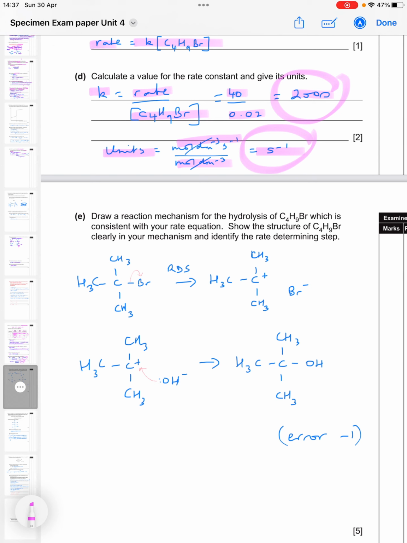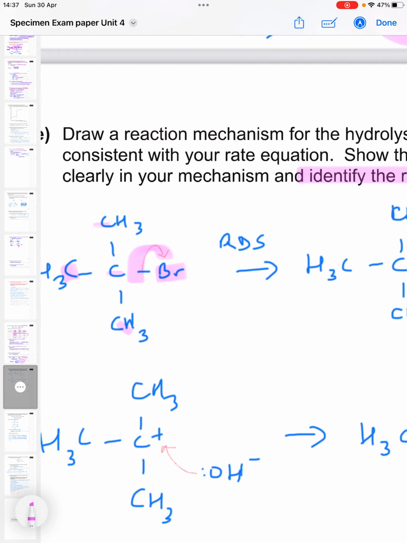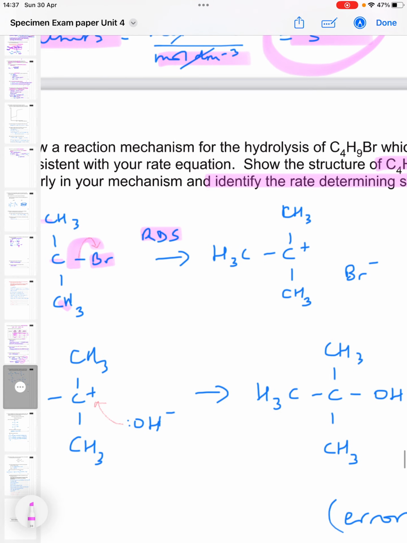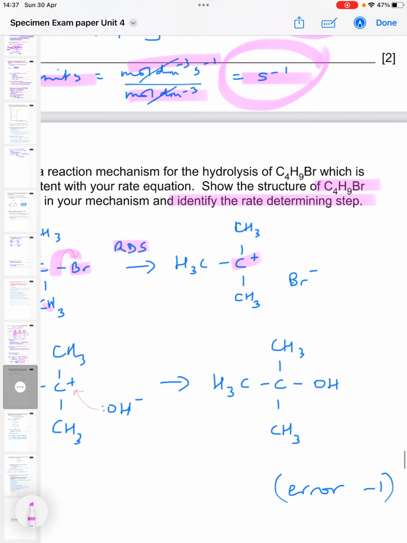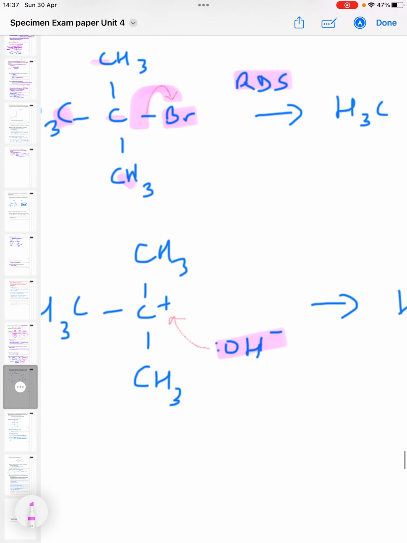Draw the reaction mechanism for the hydrolysis of the bromobutane, which is consistent with your rate equation. Show the structure of the bromobutane clearly in your mechanism and identify the rate determining step. So here I've drawn my bromobutane, 1, 2, 3, 4 carbons and the bromine here, and you can see I'm showing the movement of electrons from that bond to the bromine, and that is the rate determining step, and it produces this carbocation and the bromide ion.